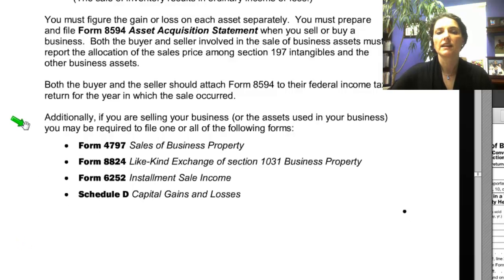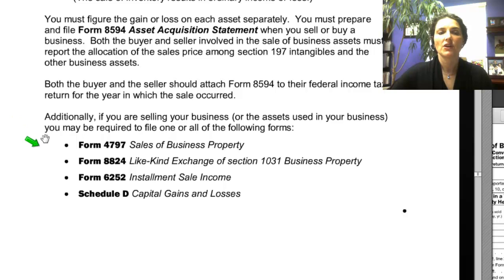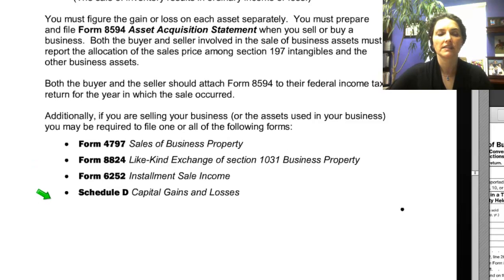Additionally, if you are selling your business or the assets used in your business, you may be required to file one or all of the following forms. Form 4797, Sale of Business Property. Form 8824, like-kind exchange of Section 1231 business property. Form 6252, installment sale income, and Schedule D, capital gains and losses.